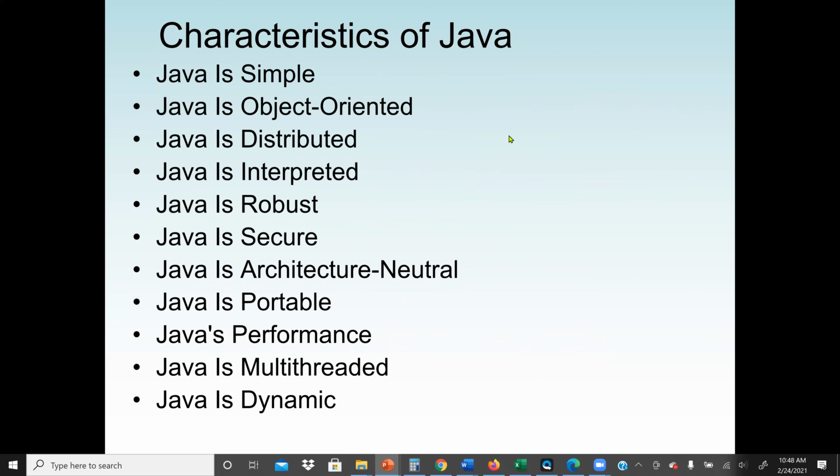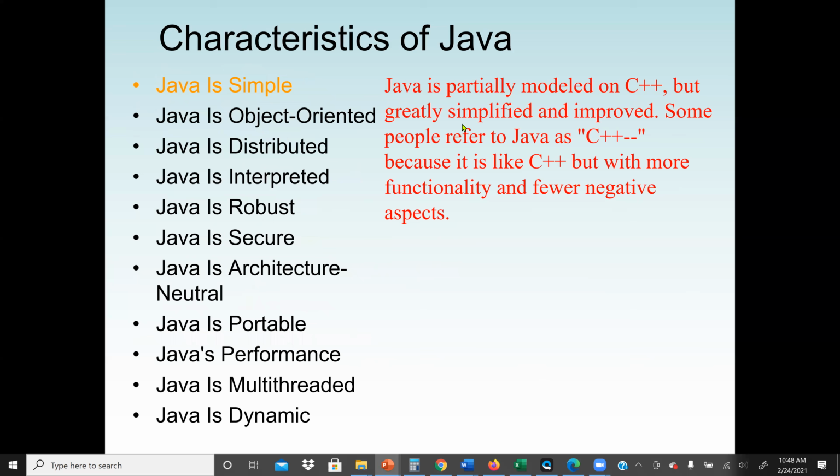So what are the characteristics of Java? First, Java is a simple language. Java is partially modeled on C++, but greatly simplified and improved. A very good example is that C++ supports multiple inheritance, which means one class can inherit more than one class. So let's say that we use the terms base class and derived class, or the superclass and subclass.